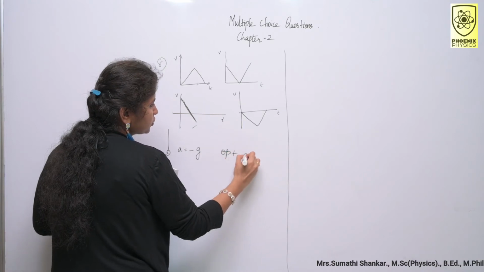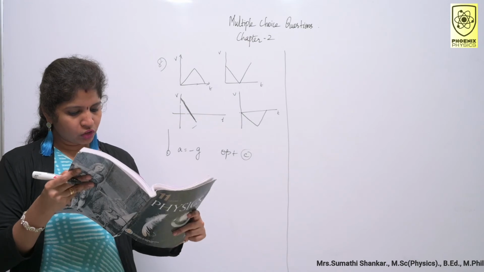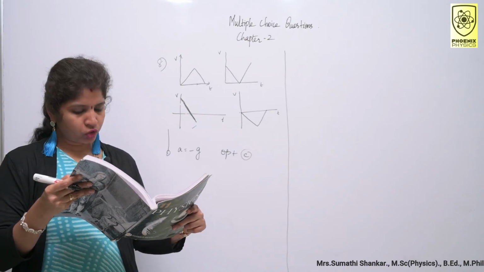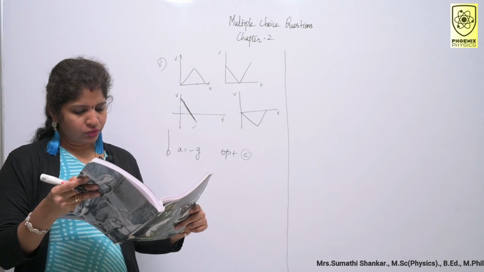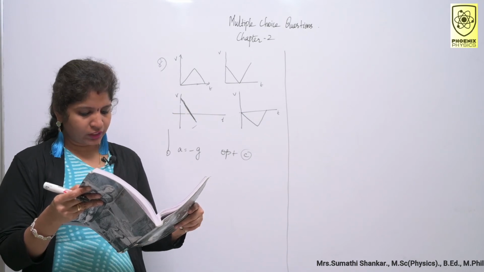Option C is correct. Then ninth question, if one object is dropped vertically downward and another object is thrown horizontally from the same height, then the ratio of vertical distance covered by both objects at any instant t is.